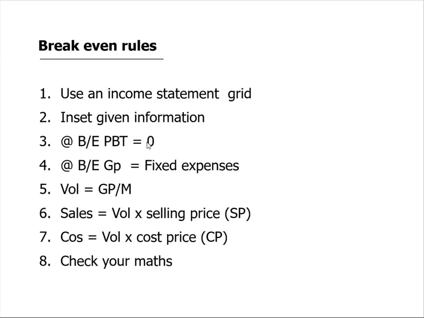Once I'd made this 0, I could then say, well, I know what the gross profit is. It's equal to the fixed expenses. Then I could do my calculation here, gross profit divided by margin. That's where I used the little blue boxes and divided GP by margin. It gave us the volume. And once I had the volume, I could say volume times selling price, volume times cost price, in order to calculate these two pieces, the sales and the cost of sales. And then at the end, I check my maths to make sure that my income statement all worked out nice and neatly. So we will revisit these rules again when we do a practical example.